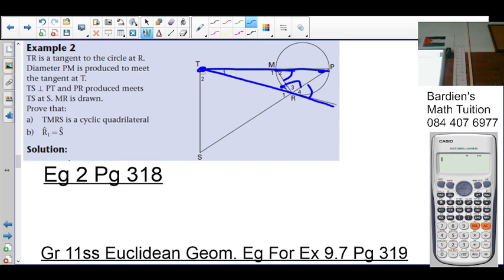TS is perpendicular. So that's 90. This is 90. So what does that mean? That TMRS is what? Cyclic quad. Why? Exterior angle equal to the interior opposite. Easy. No? I know you guys are getting upset because the sums are so easy. TS is perpendicular to PT and PR meets TS at S. MR is drawn. First question, we have proved that even without reading it, TMRS is a cyclic quadrilateral. Imagine.